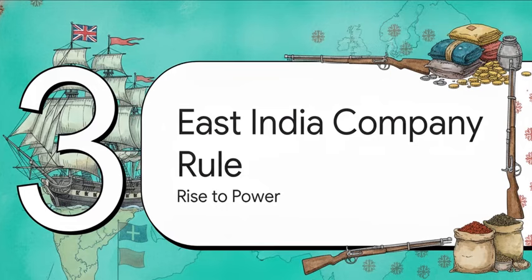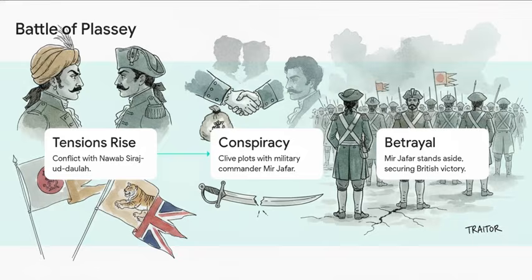Section 3. East India Company rule. With their European rivals out of the picture, the British East India Company began its aggressive ascent. Let's look at 1757 to see how British dominance was truly secured. Spoiler alert, it wasn't just superior military might.